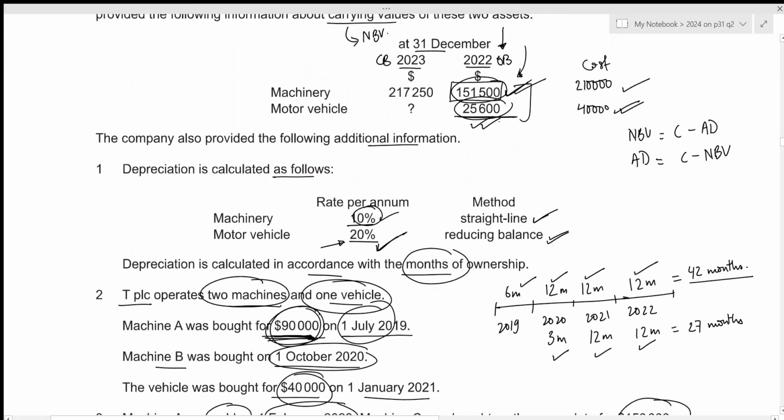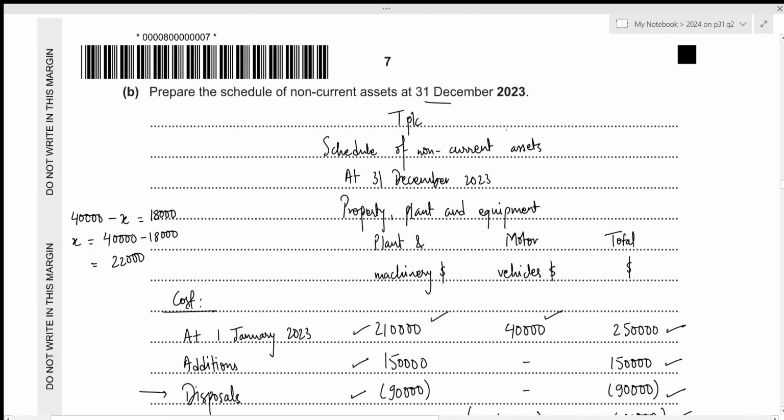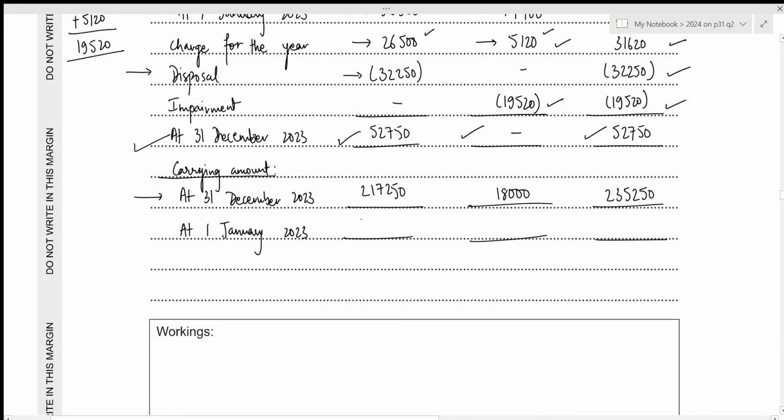For the opening date, we have been given the values of our net book value, so we can just include that, 151,500 and 25,600. And the total will be 151,500 plus 25,600, which results in 177,100.